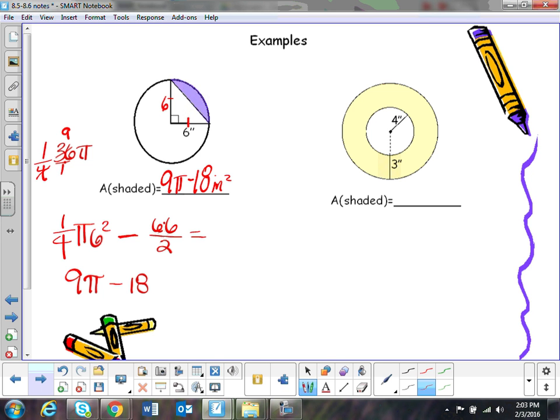Okay. Give me the approximate area. Just punch it in your calculator.